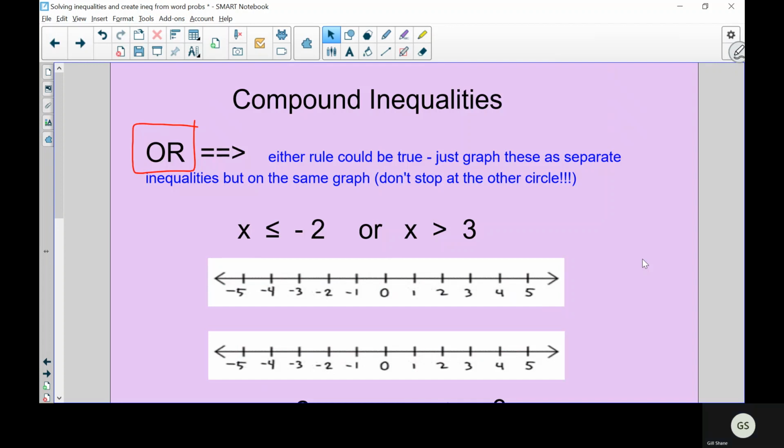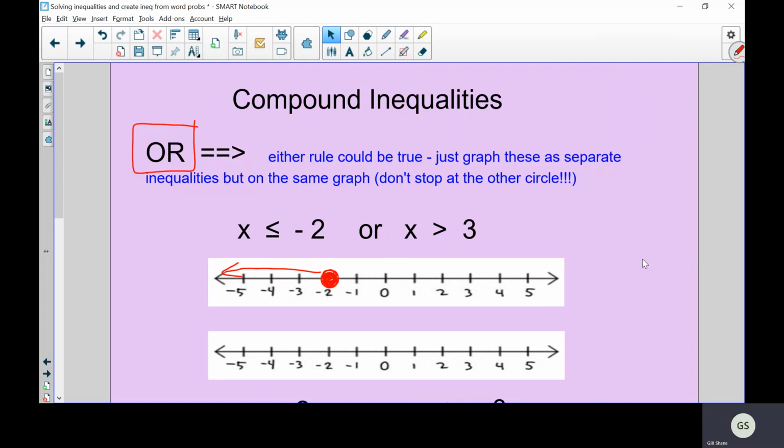So, when I graph the first one, circle on -2. Do I fill that circle in? Yes, there's a little equal to or equal to guy under there, so I got to fill that in. It needs to be less than or equal to -2. So less than would be this way. I'm just going to kind of do it like that.